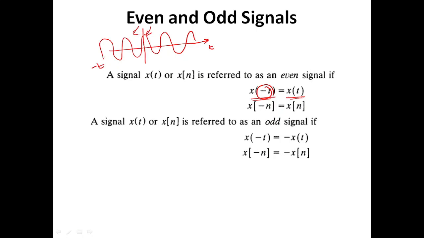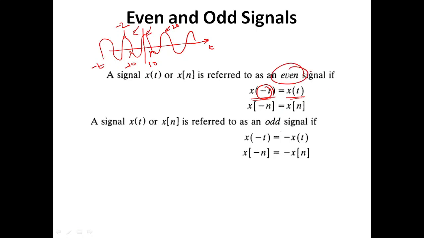At 0 both are the same. Say if this is 10, then at minus 10 you also have the same value. If the maximum amplitude is at say minus 20, then at plus 20 you also have the same value. So when the amplitude values of the signal at t and minus t instances are the same, those signals are regarded as even signals.